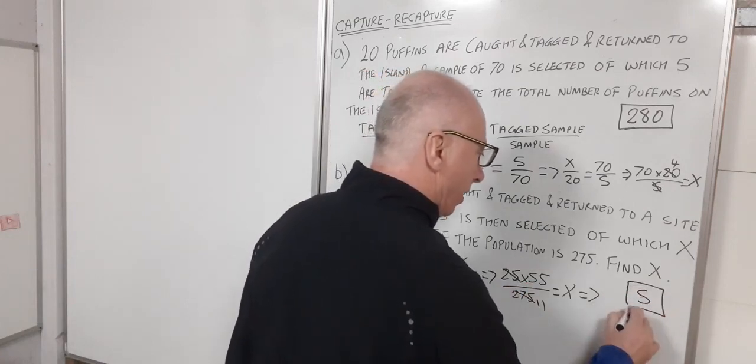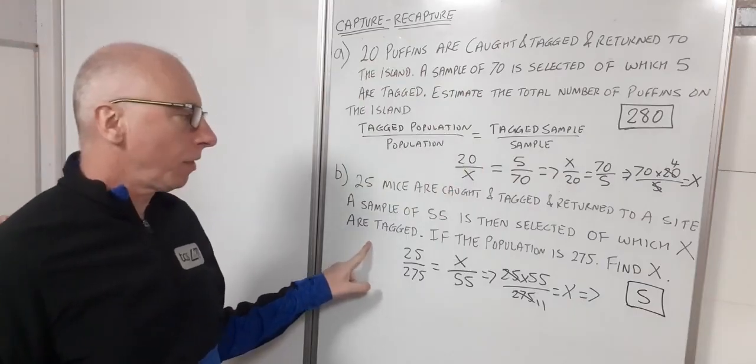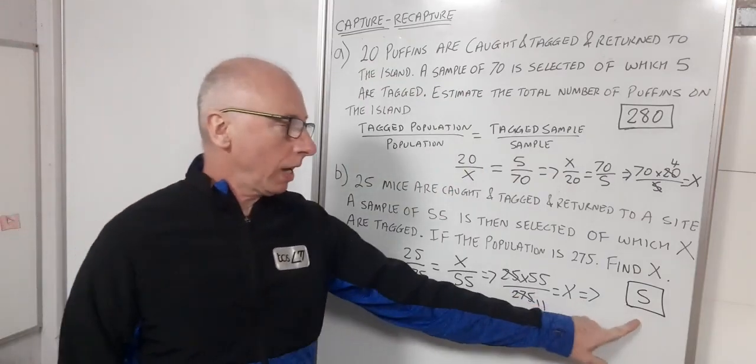So let's put that there. So 5 is the number of mice that were tagged from the sample. And that's our answer to our question.